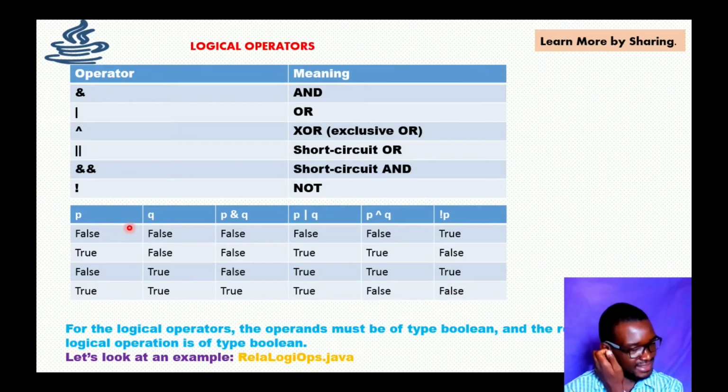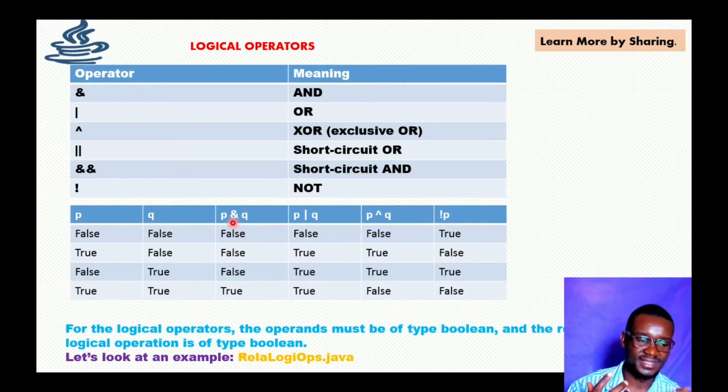So let's look at this truth table right here. We have been given these two operands, P and Q. If P is set to false and Q is set to false, and we use this operator AND, we are evaluating both operands, P and Q. If we say false and false, they are all evaluated to being false. So the result is false.